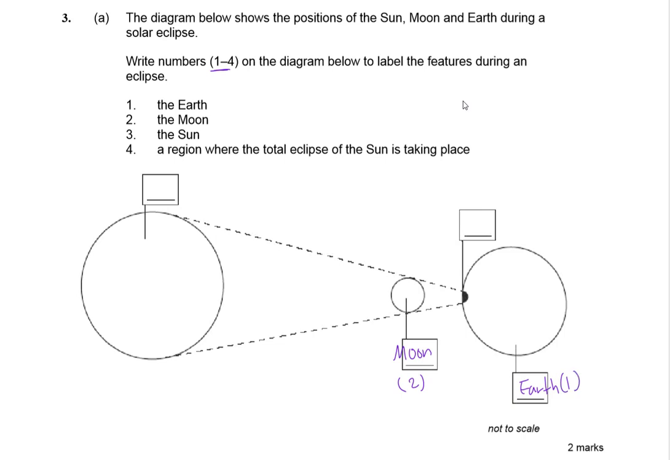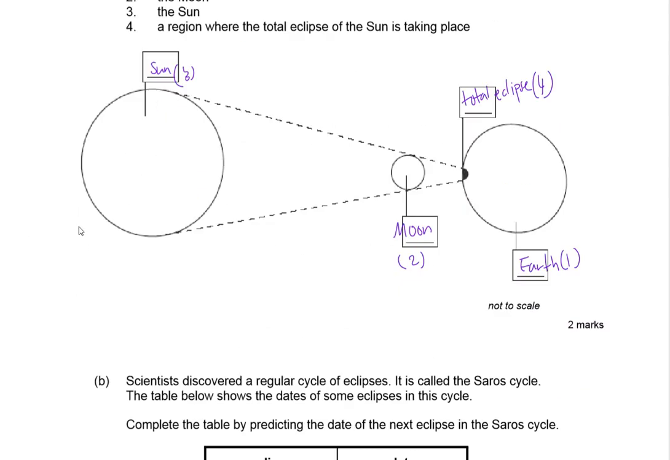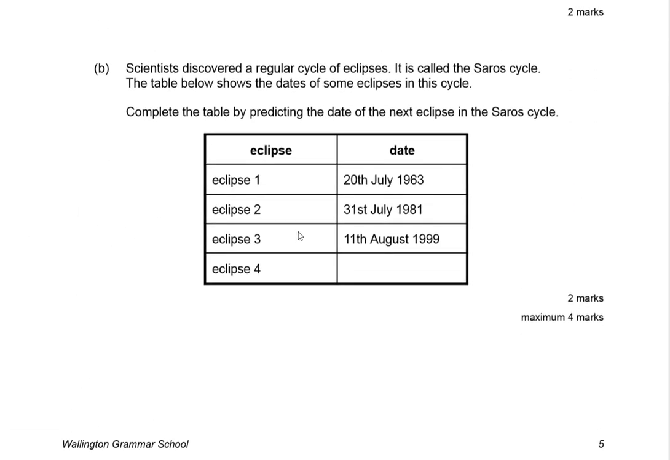Okay. Now this is going to be number 4. This will be total eclipse, number 4. And what's left will be the sun, number 3. Okay. So nice and easy, isn't it? Okay. Now this one. Yes. So we got some serious good work there.